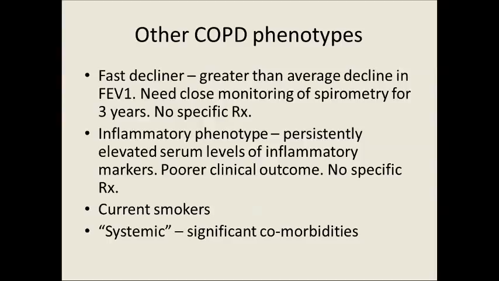And what about the fast decliner? Should we call that a separate phenotype? In other words, greater than average decline in FEV1. These patients need closer monitoring of the spirometry for at least 3 years. But at this stage, we don't have any specific treatment that's been shown to be effective in large-scale clinical trials that reduces FEV1 decline. What about the inflammatory phenotype?